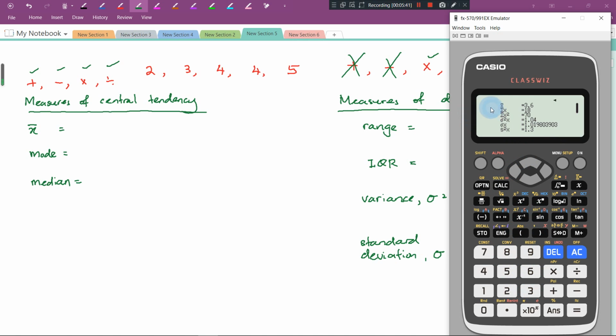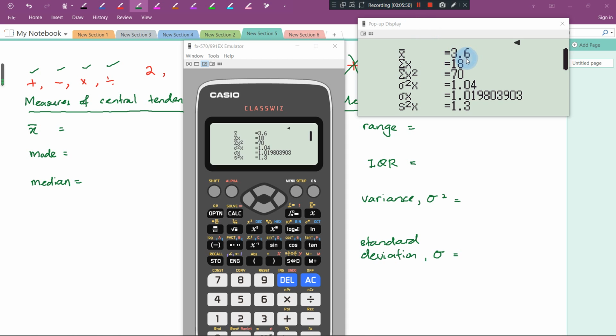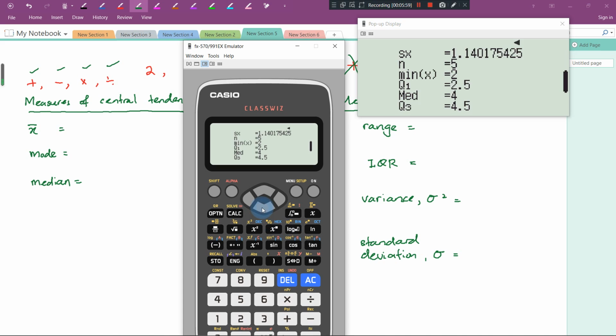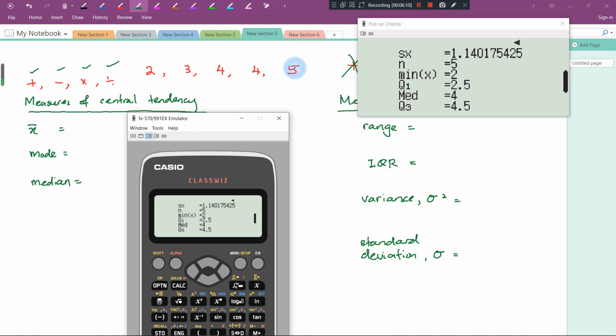Okay, so now I will get the mean and a lot of data here. Let me make it bigger. So the mean is 3.6, right? The mean is 3.6, and then the mode and median. You can get the median as well. The median is 4. Same thing, range should be no problem. You just take the biggest value, 5 minus 2, then you will get the range.